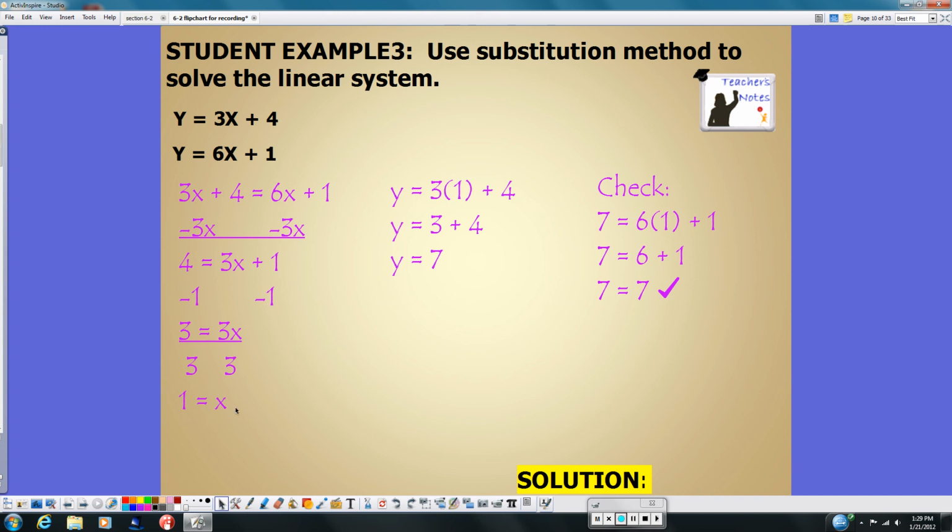Once you know what one of the variables is, you substitute back into either equation. I've chosen to use the first equation. So I put the 1 in for the x, so I have 3 times 1, which is 3, plus 4 equals 7, so my y is equal to 7.